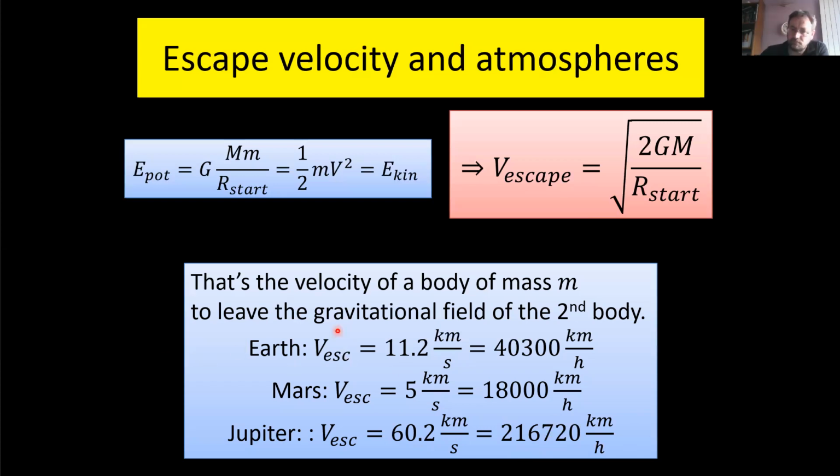So this means also something. If we send a probe to Jupiter and want it to continue traveling, the problem is that it's of course falling in this gravitational field and becomes faster.